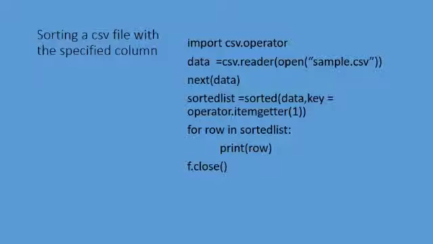So here, along with the value it will print. For example, in the previous example we have seen only the values. The keyboard, mouse and all were not printed. But here we can display that also. So sorted data comma key is equal to operator dot itemgetter of 1. That's all. Next, for row in sorted_list, I am going to print the sorted answer, which will be stored in sorted_list. I am going to print one by one, so I can give print of row. Next, f dot close. That's all.